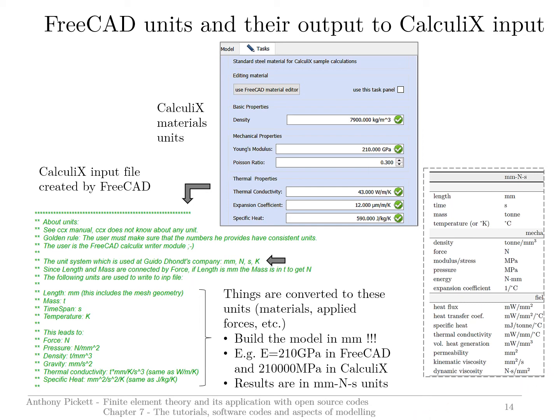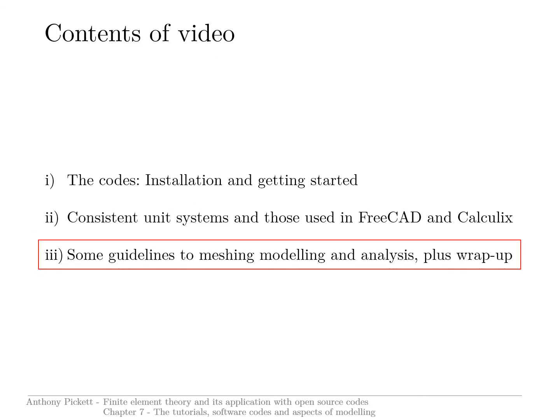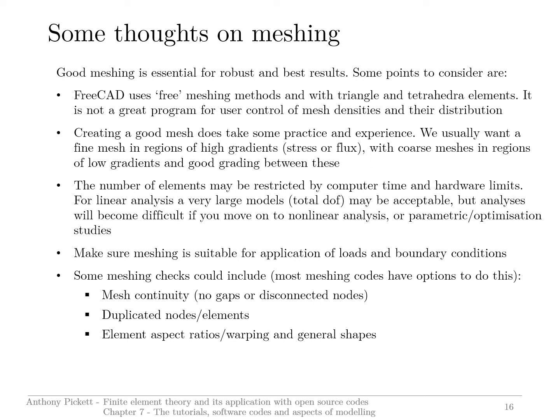I'm going to move on now and talk about some of the issues in analysis and modeling, and then just finally give a wrap up. First of all, I put together a few thoughts on meshing. It is important to try and get a good mesh. If you have very distorted elements, for example, this can cause problems. You can't expect good results from such elements, and you may also find that you run into problems when you come, for example, to solve the inversion of the stiffness matrix. Such elements can lead to problems.